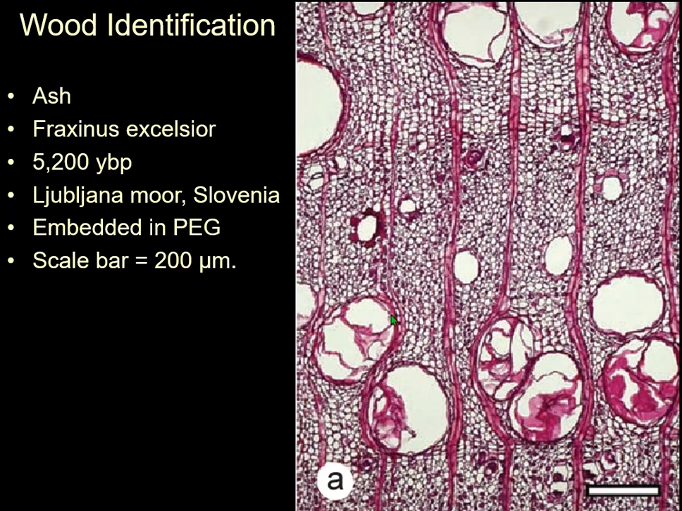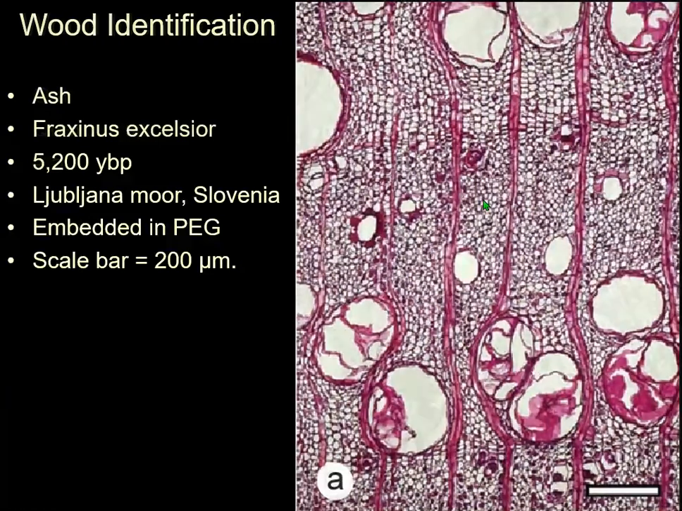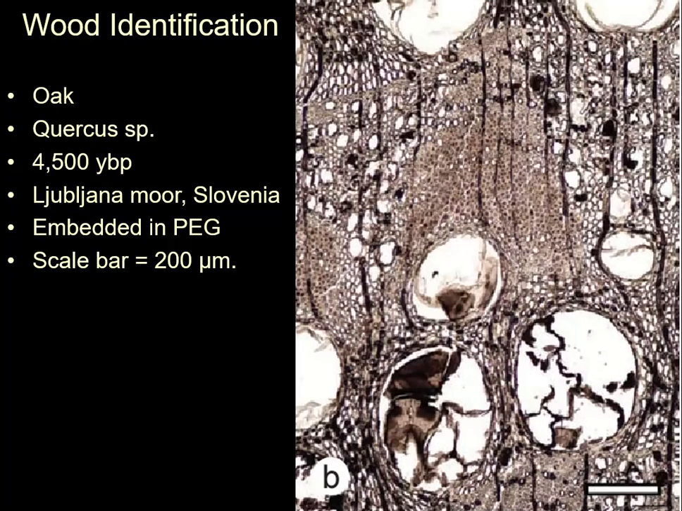This is ash from a site in Ljubljana, Slovenia. And here's an oak from Ljubljana. You can see very different structures enabling identification.